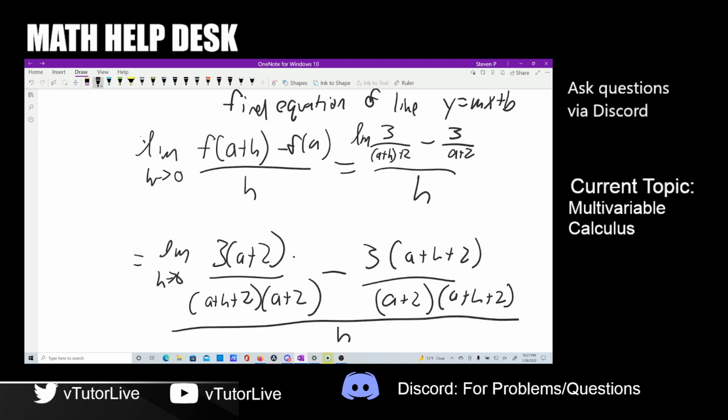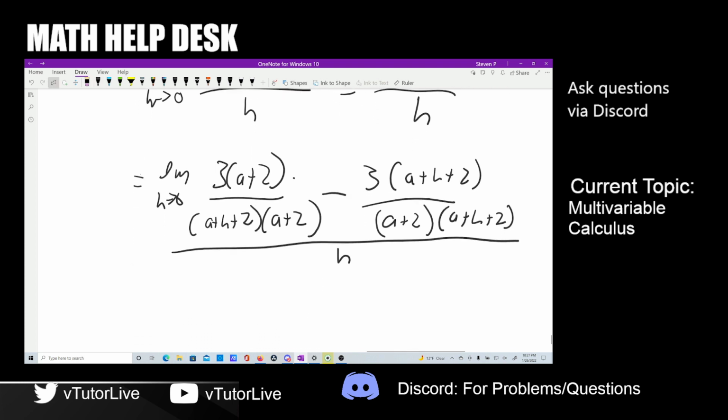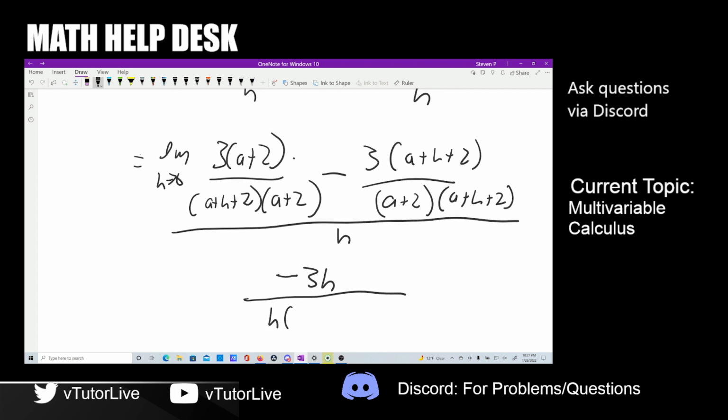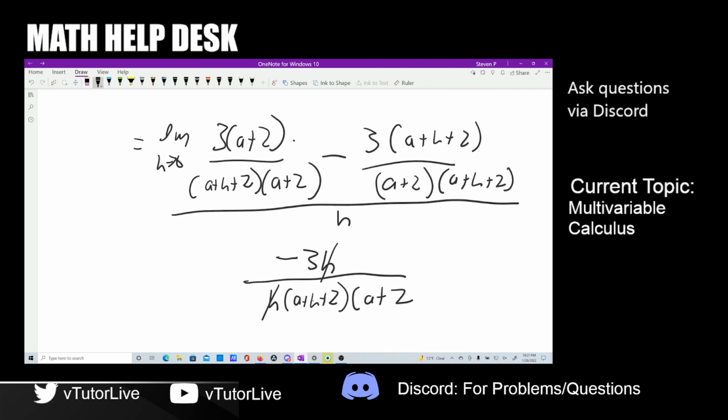All over h, yeah? And at this point, I'm just going to look for cancellation. The 3a cancels out, the 6 cancels out, so all that's left on top is minus 3h, I think, over h times (a plus h plus 2)(a plus 2). So then the top and bottom h go away because they cancel out perfectly. But then limit as h goes to 0, well, then this just goes away too.